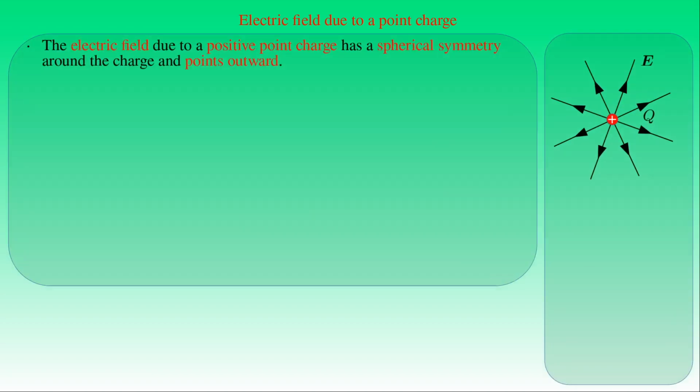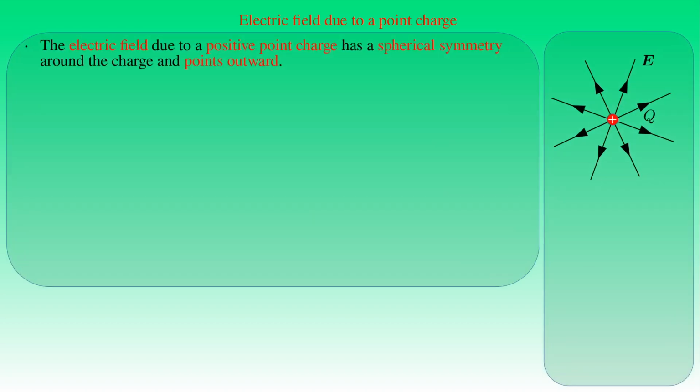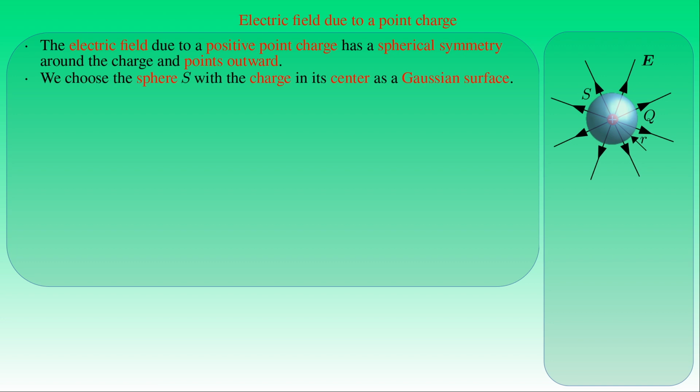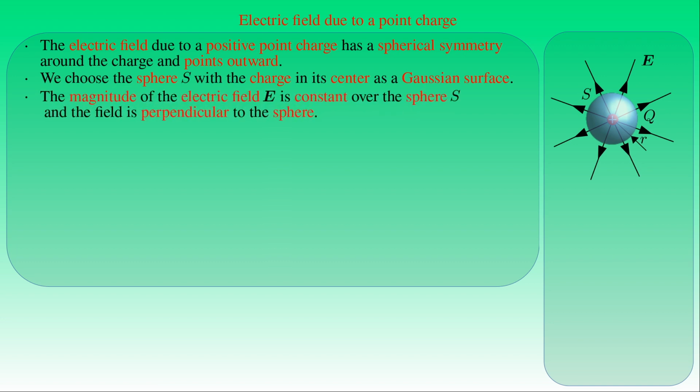Now we start with the simplest example for the application of Gauss's law, where we determine the electric field due to a point charge. We have already seen that the electric field E due to a positive point charge Q has a spherical symmetry around the charge, and points outward. By considering the symmetry of the electric field, we choose a sphere S with an arbitrary radius r as a Gaussian surface where the point charge is in the center of the sphere. As a result of such a choice, the magnitude of the electric field E is constant over the Gaussian surface and the field is perpendicular to the sphere.